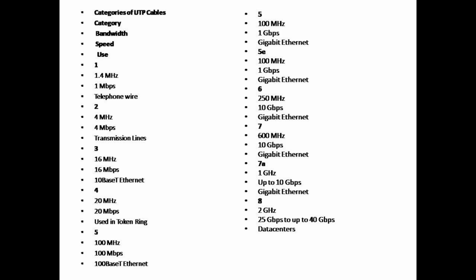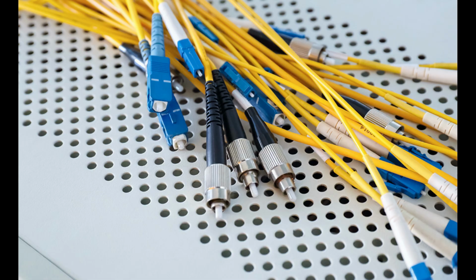Category 1 has a bandwidth of 1.4 MHz, 1 Mbps speed, used for telephone wire. Category 2 is 4 MHz and 4 Mbps transmission, and Category 3 is 16 MHz, 16 Mbps Ethernet. Then 20 MHz, 20 Mbps, then 100 MHz, 100 Mbps, and 100 MHz for 1 Gbps Ethernet cable. Cat 5E cable is 1 Gbps Gigabit Ethernet, and this is the fiber optical cable.